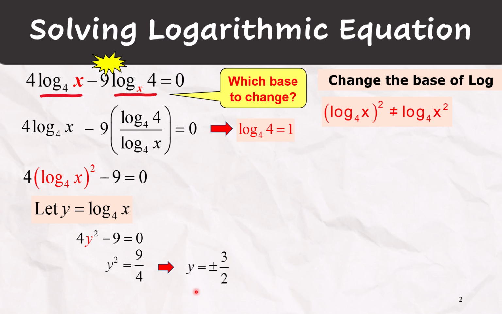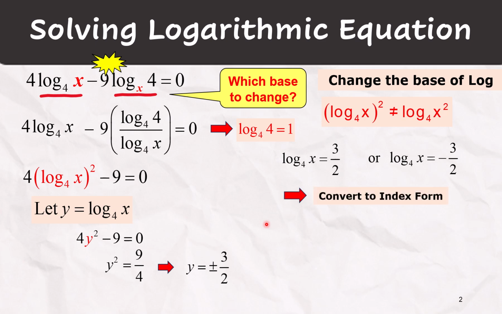Now, is this the final answer? Obviously not, because when we solve the question, our ultimate goal is to solve for x. But over here, this is only y. So I need to continue. This will give me log base 4 of x equals to 3 over 2, or log base 4 of x equals to negative 3 over 2.